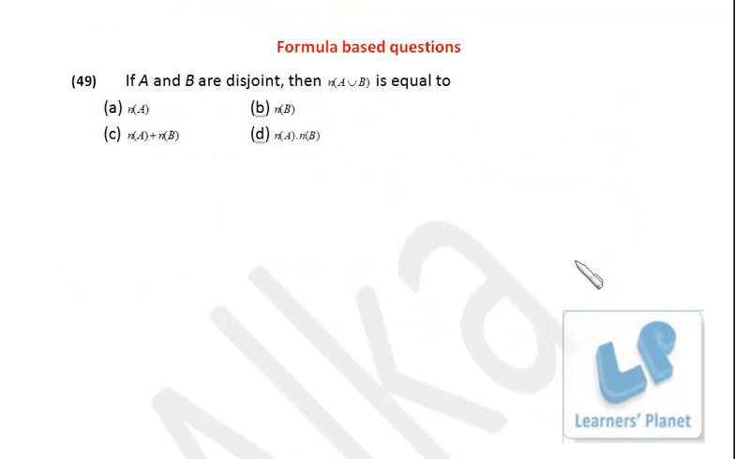Now if A and B are disjoint, then what is the number of elements in A union B? If they are disjoint sets, nothing is common between these two, then all the elements of A plus all the elements of B, that is NA plus NB, will be A union B.